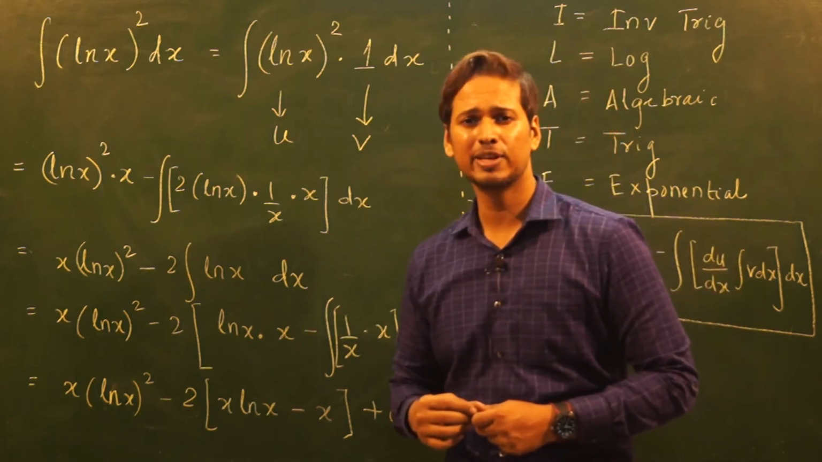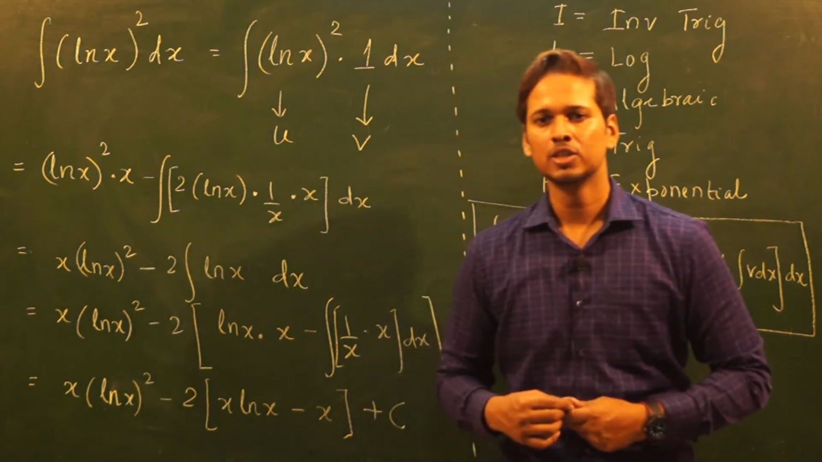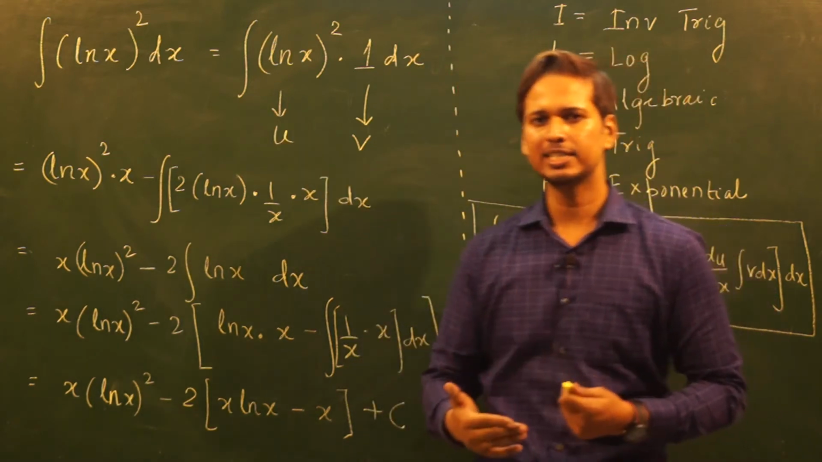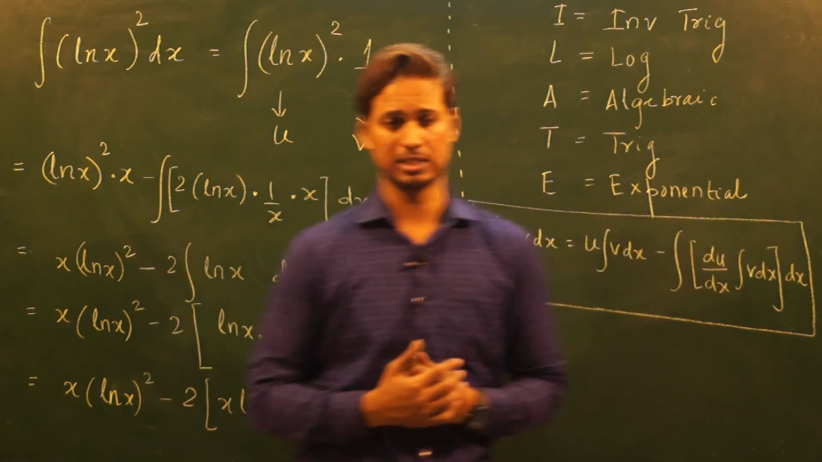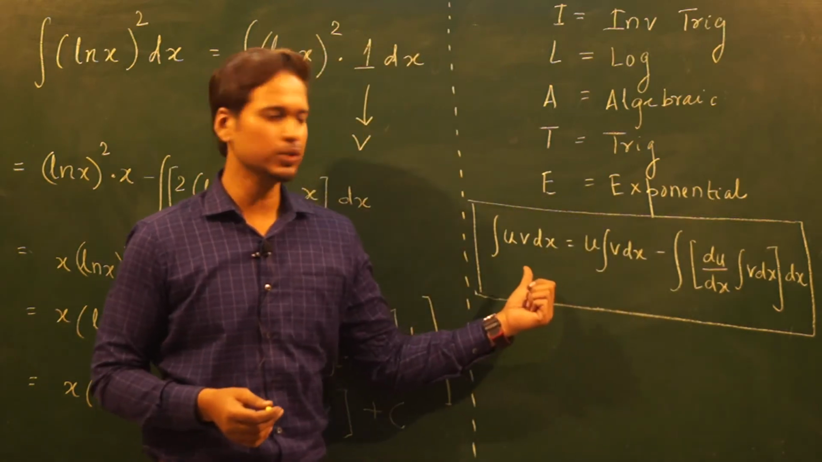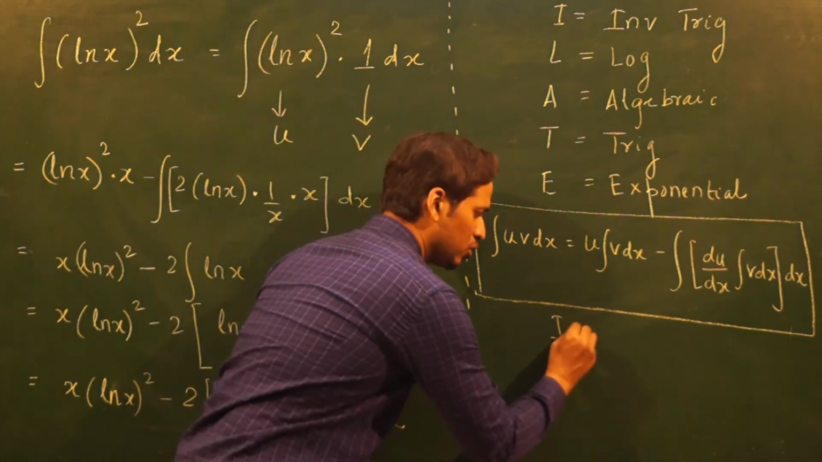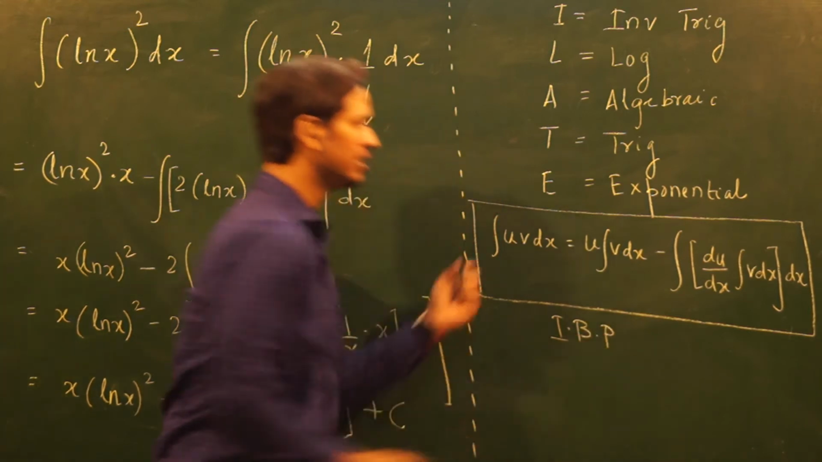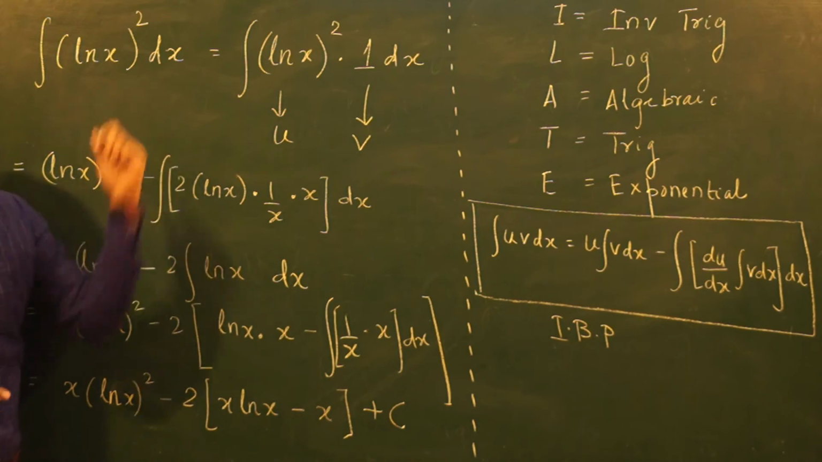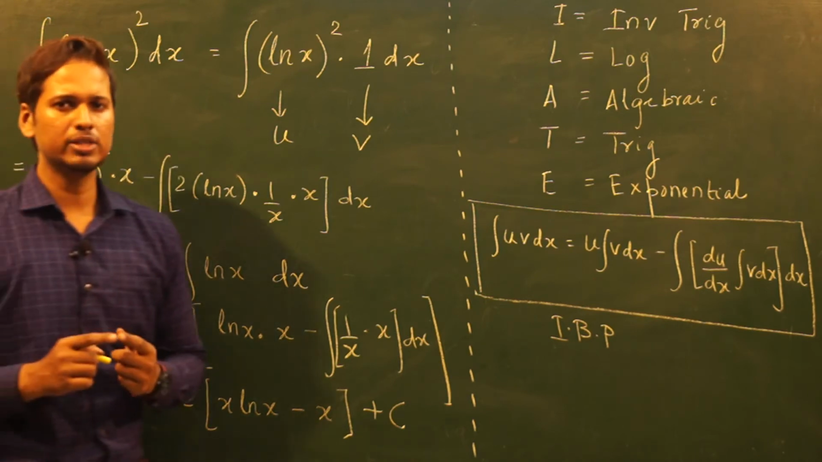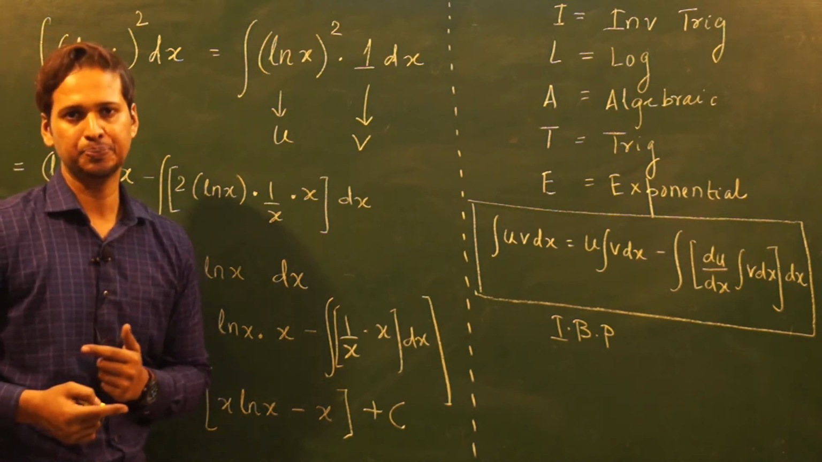Alright friends, now let us look into this problem, the integral of (ln x) whole square. As we already discussed, we'll be using integration by parts, whose formula I've already written for you. When using this formula on this example, first of all I need to decide which function to take as u and which as v.